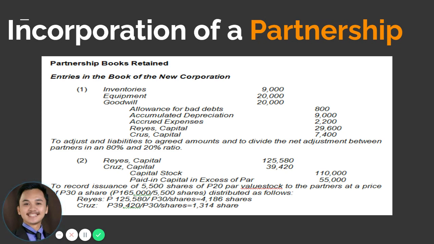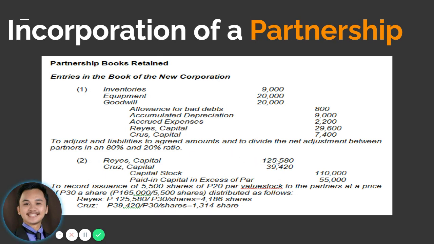And then to adjust the liabilities to agreed amounts and to divide the net adjustment between partners in 80 and 20 ratio. And then since Reyes capital and Cruz capital are no longer partners' capital, we convert them into share capital or capital stock. So, we close them. So, debit, Reyes capital, and then Cruz capital.